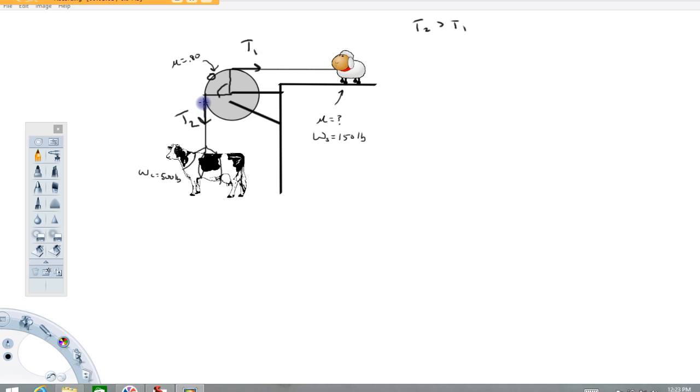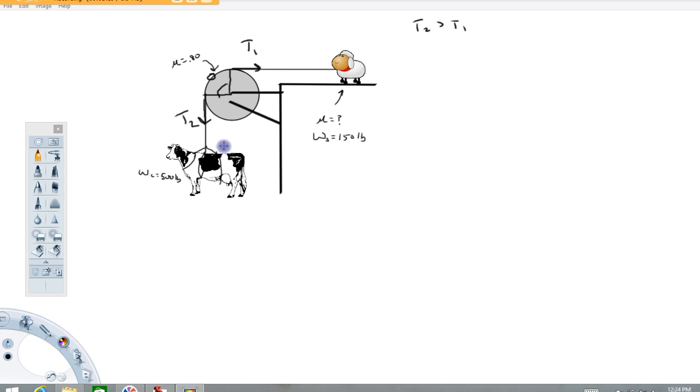I've already labeled a couple of force vectors here acting on the drum. I called the tension in this part of the system T2, the tension in this part of the system T1. It's important to realize that tension will vary along here. Also important to realize that tension 2 is going to be bigger than tension 1 because of the frictional force interaction between the rope and this drum.